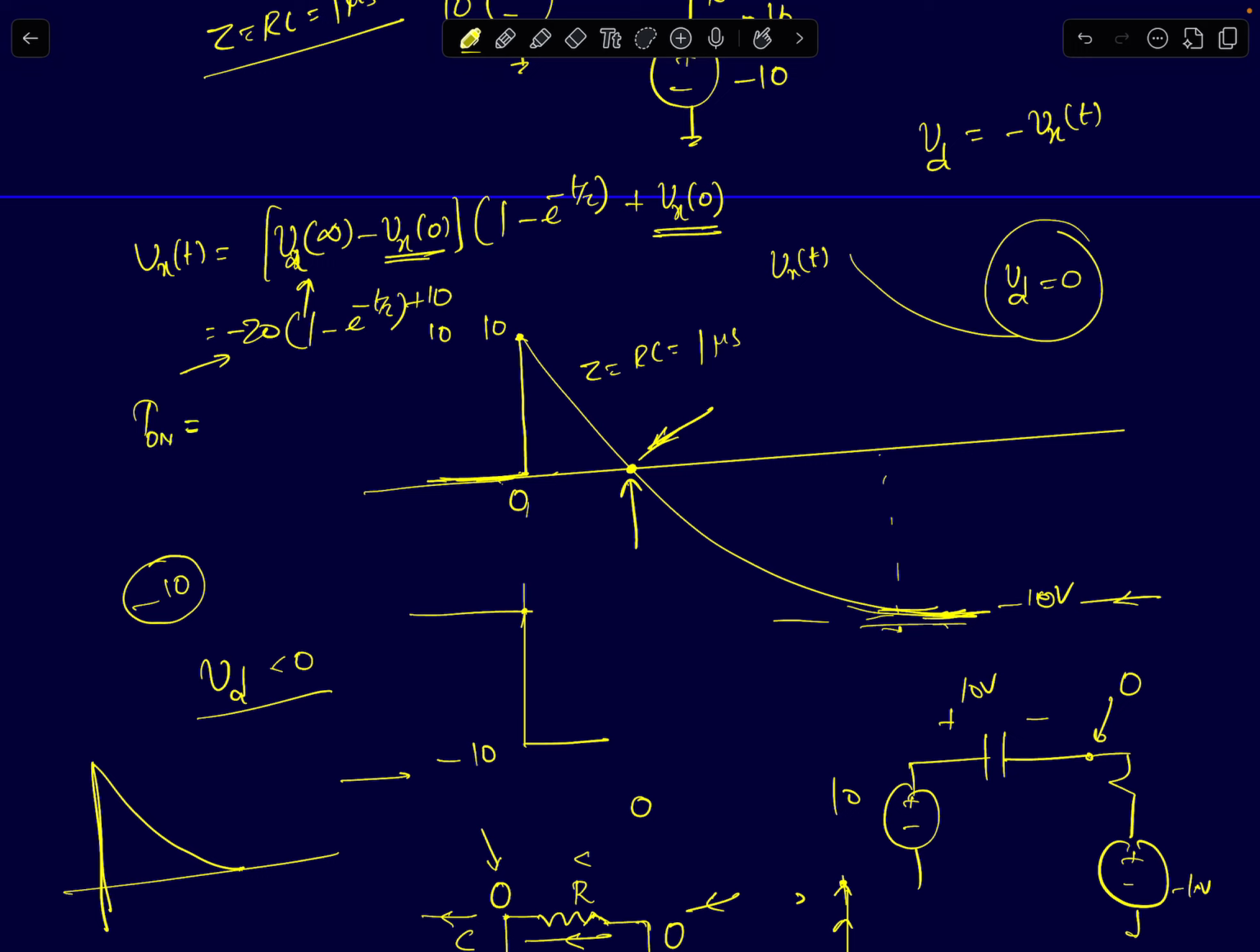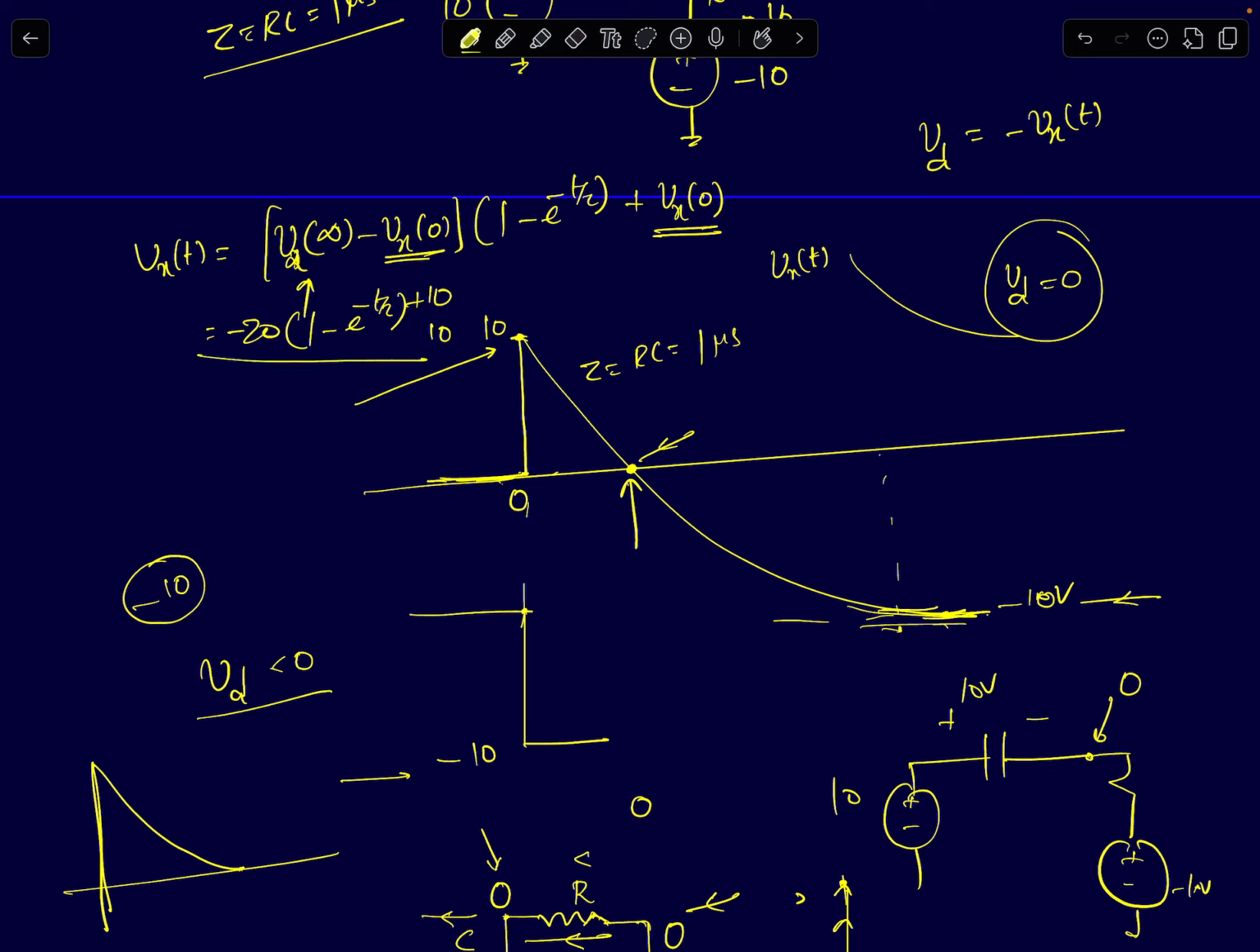See, if you look at this graph, you can intuitively guess from the graph itself. What is 0? 0 is nothing but the half value of the function. The final value is minus 10, the initial value is plus 10. So 0 is the point at which it has to reach half its final value. If you have taken any basic course on electrical circuits, you know the time it takes for a first order RC circuit to reach half its value is usually given by what? Tau ln 2.